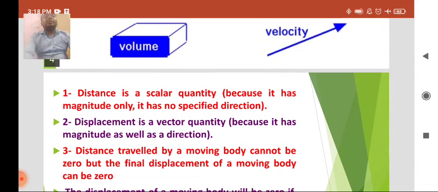In other words, distance is a scalar quantity. Why? Because it has magnitude only, it has no specified direction. In contrast, displacement is a vector quantity because it is denoted by a vector, so it has magnitude as well as direction.